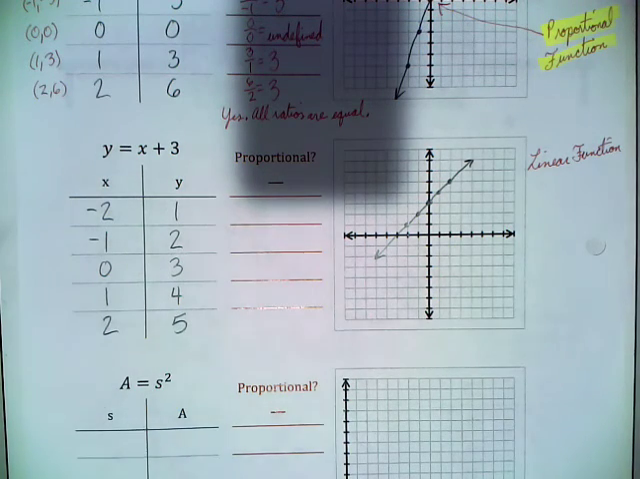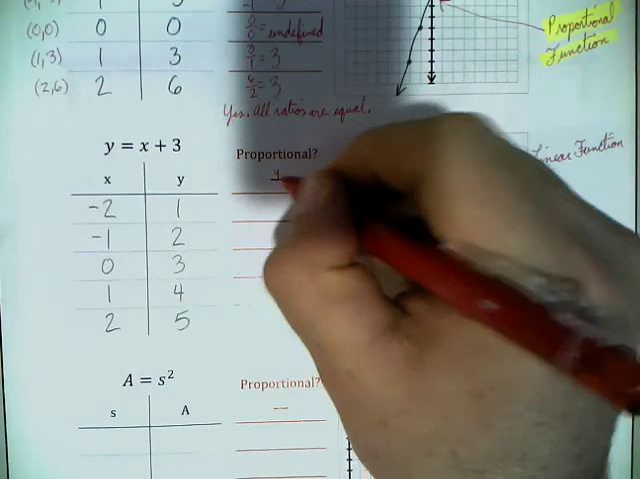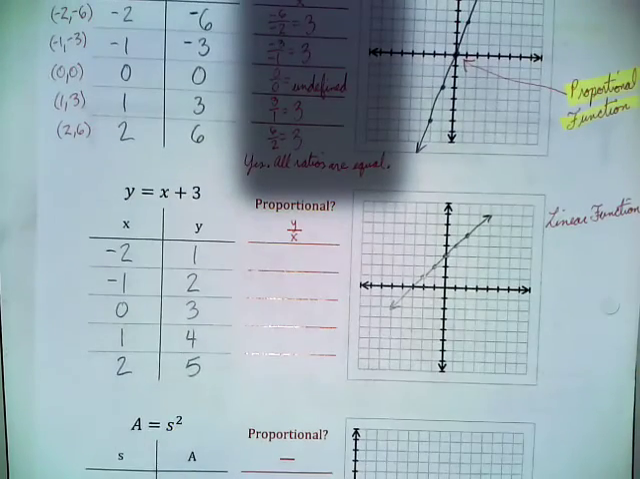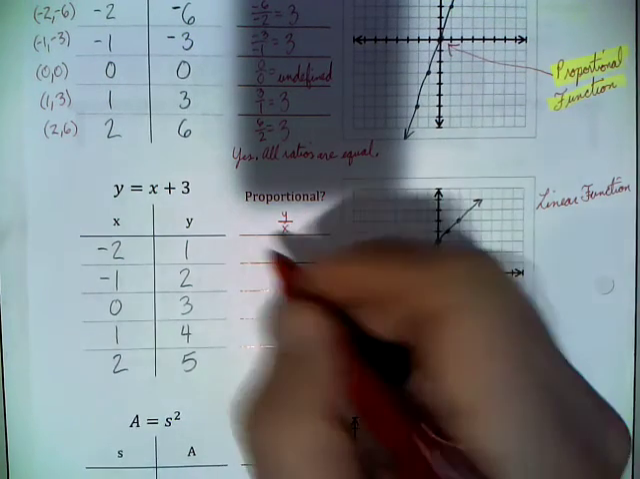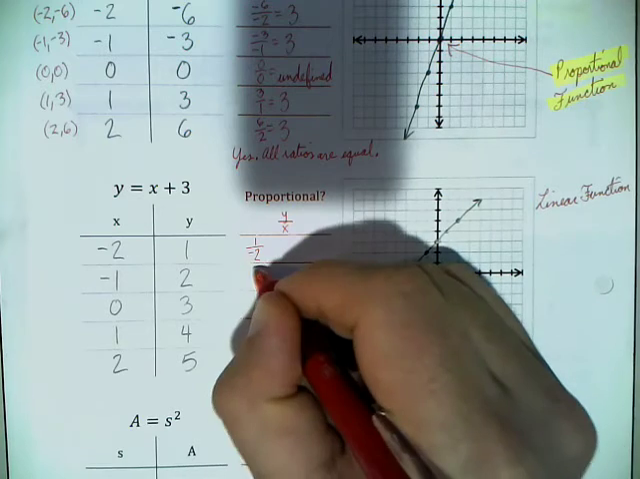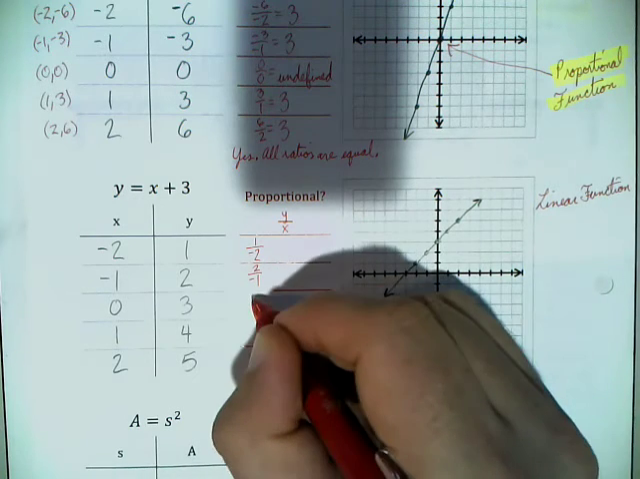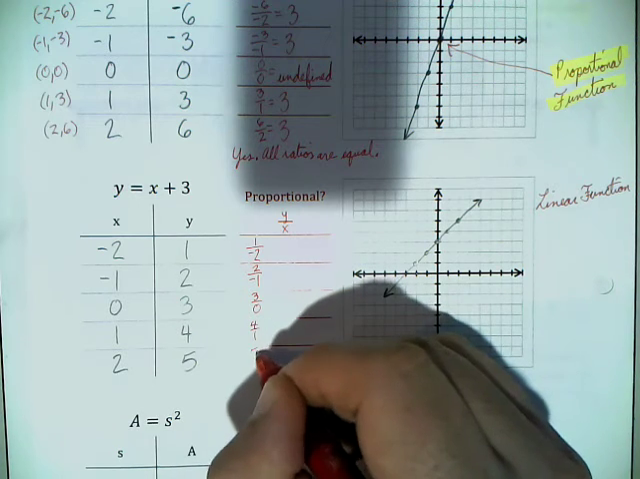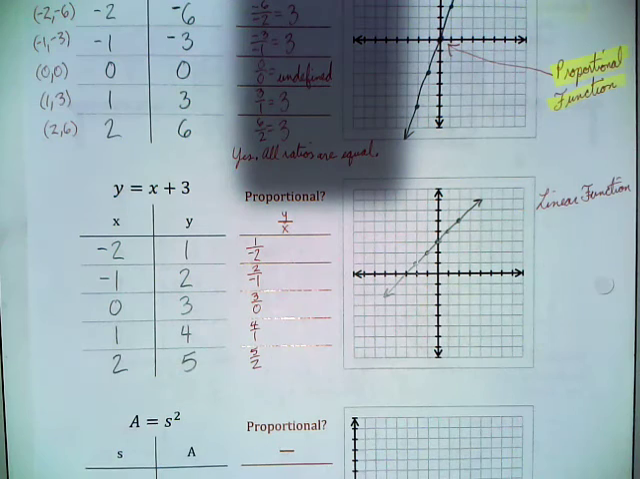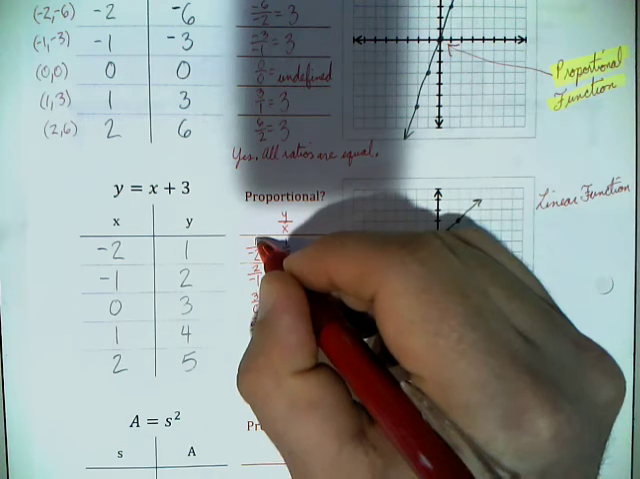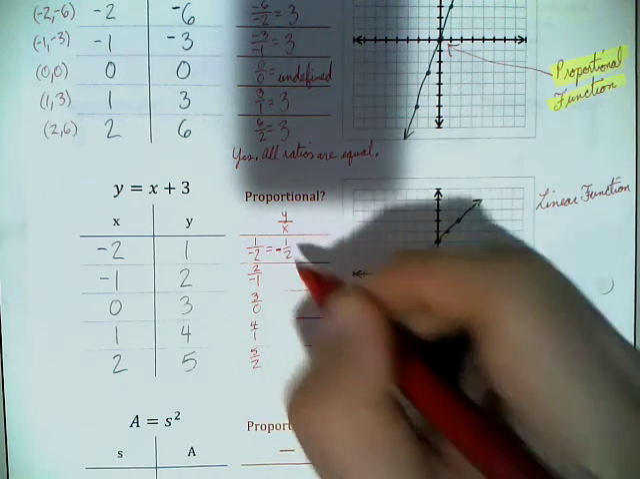Now, if we take a look at, is this proportional? We're looking at the ratio of y over x. And so that's going to be a 1 over a -2. Here it'll be 2 over a -1. This will be a 3 over 0, 4 over 1, and 5 over 2. And if we simplify each of these now, 1 over 2 really is 1/2. But then a positive divided by a negative would make that a -1/2.